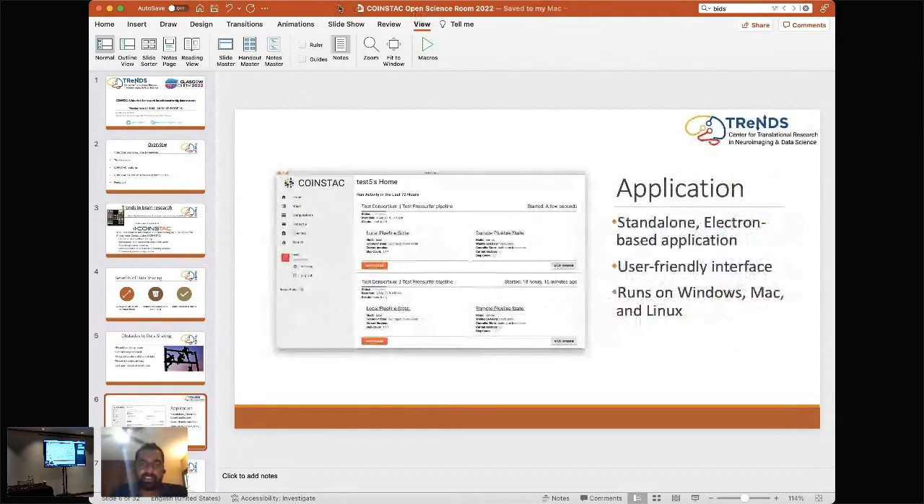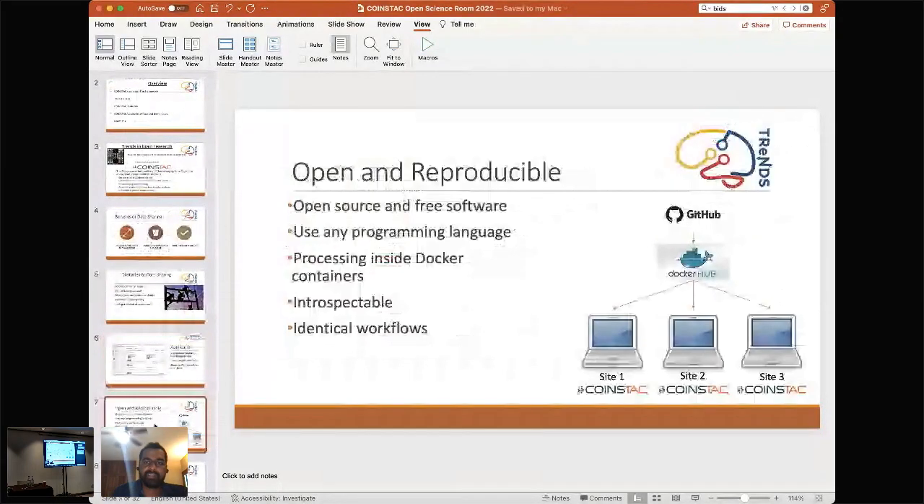So our application is a standalone application that can run on various operating systems, whether it's a Mac or a PC or Linux. It has a nice user interface, which I will go through in the next couple of slides. So here I will describe briefly just the way the software works.